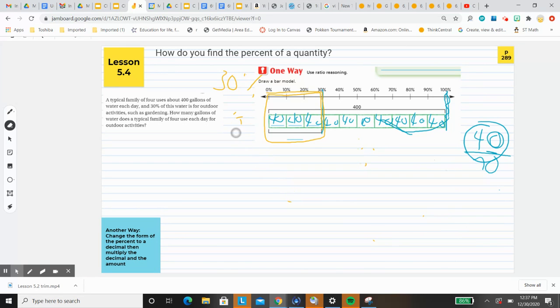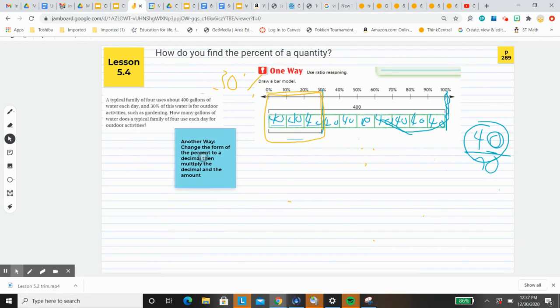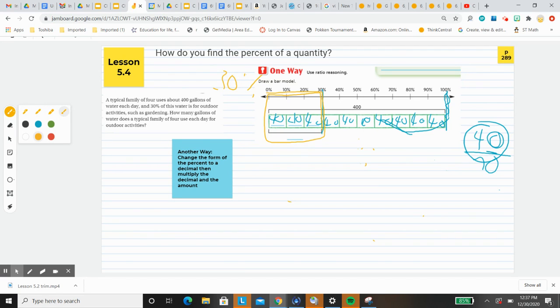So I'm erasing this information because I want to do this another way. Okay. This is the way that we do this mathematically. So I want you to look at the blue box that I just brought up. It says another way. It says change the form of a percent to a decimal, then multiply the decimal and the amount.